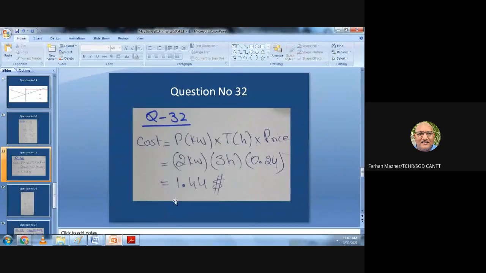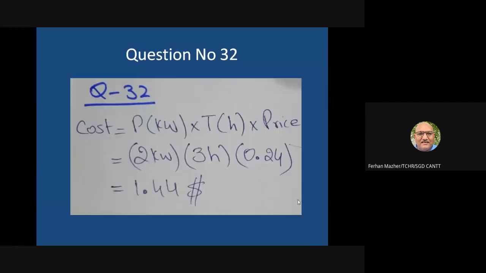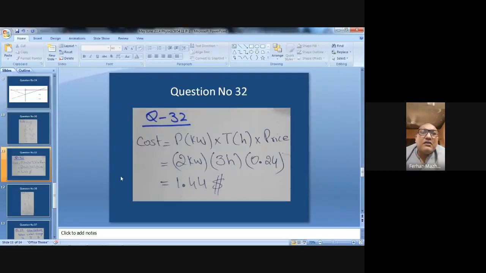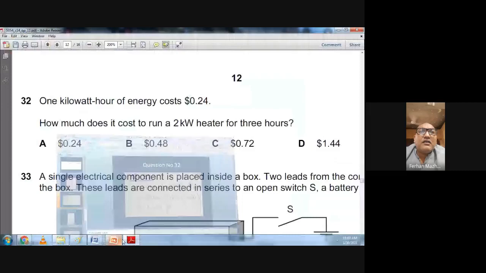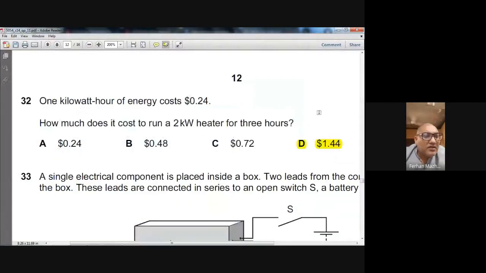I've done this on a paper. You see the cost: power is equal to 2 kilowatts, the time is 3 hours, and the price of 1 unit is 0.24. Just multiply it. $1.44. Let's check. 1.44. So D is the choice. Question number 32, D is the choice.